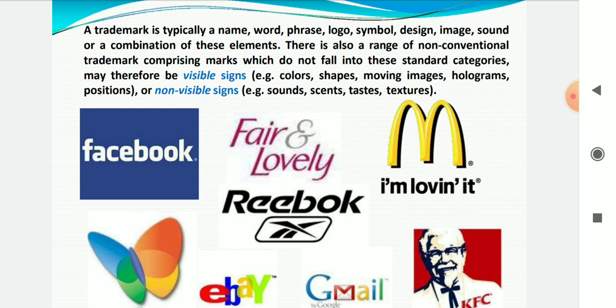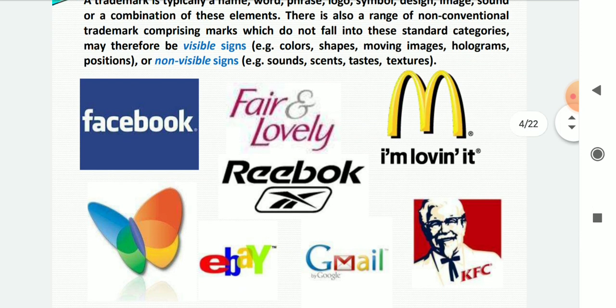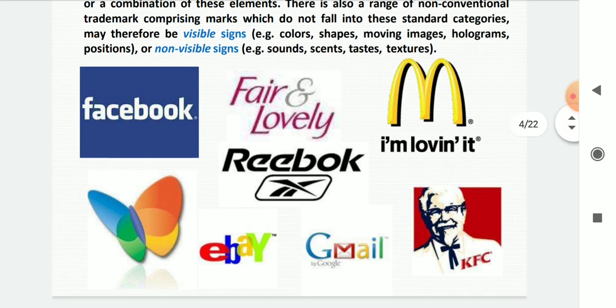You see some examples, that is Facebook, Fair and Lovely, then McDonald's, Reebok, eBay, Gmail, KFC, these are all trademarks.